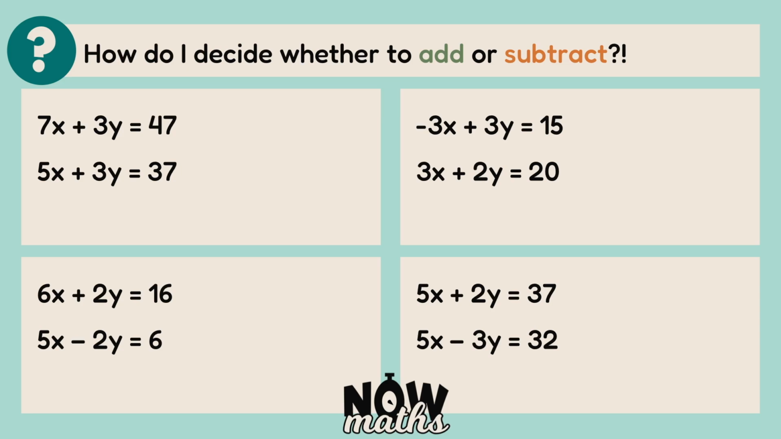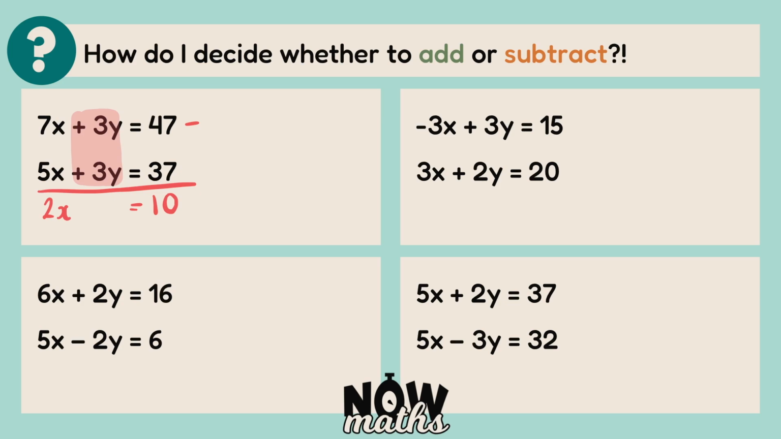For the first question on the screen, we can see we have a common term of 3y in each of our equations. Both of the terms are positive, and when this happens, to eliminate this term, we need to subtract, because 7x subtract 5x would give us 2x, 3y subtract 3y gives us 0, which we don't write down, and then 47 subtract 37 gives us 10. So we've ended up with a linear equation where we've eliminated the y variable altogether, and we could go on to solve the equations from here.